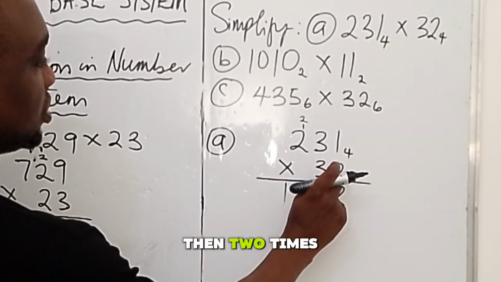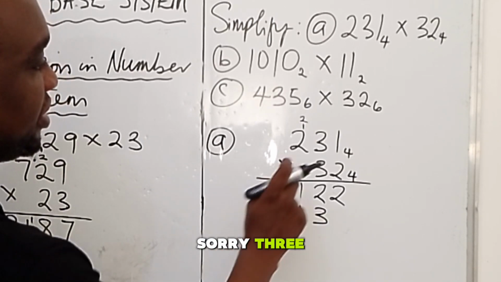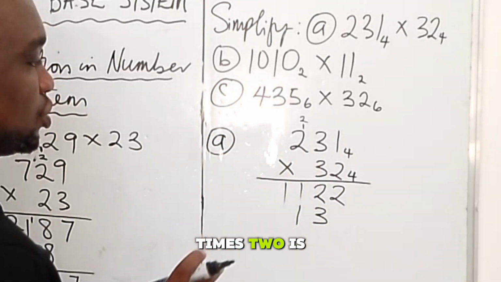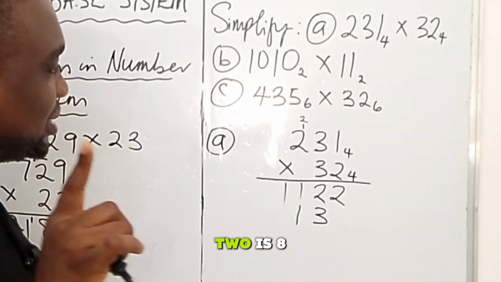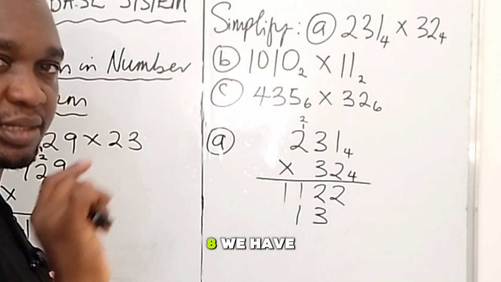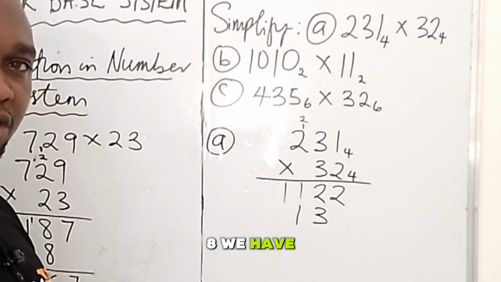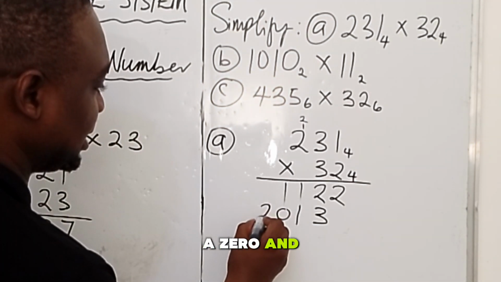Then 3 times 2 is a 6, plus that 2 is 8. 4 goes into 8, we have 2 times, remainder 0. So we have a 0 and a 2.